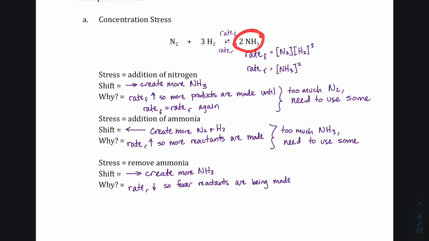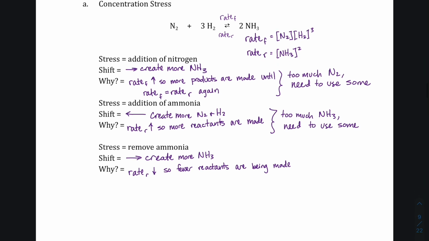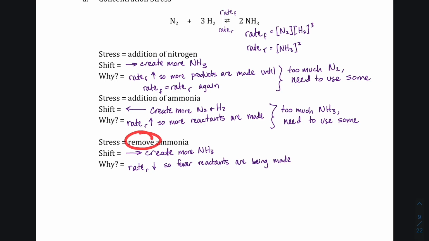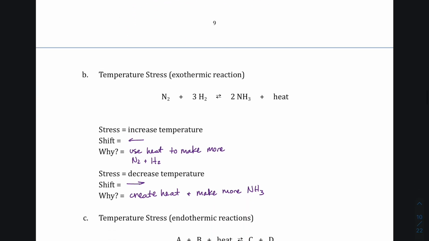Addition of ammonia is going to do the opposite. Now we are increasing the product. We will now have too much ammonia, so the reaction needs to shift to the left to use up some of the ammonia. Another way to think of this with kinetics is that if we increase the amount of ammonia, we are also going to increase the rate of the reverse reaction. And then removing ammonia is the opposite of adding ammonia.